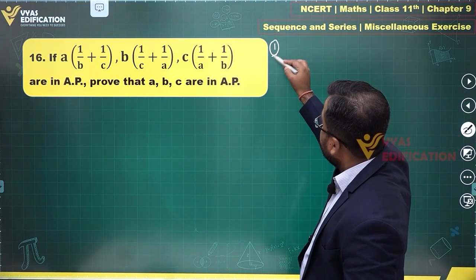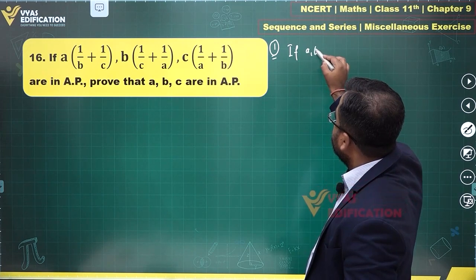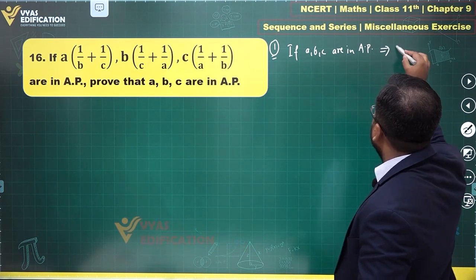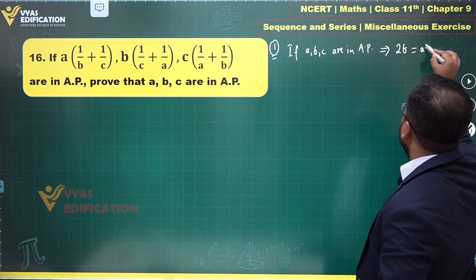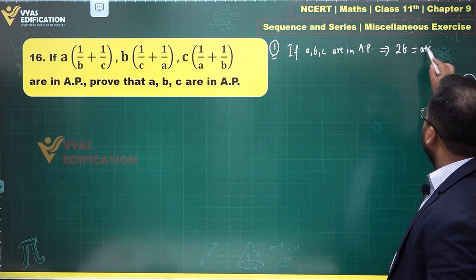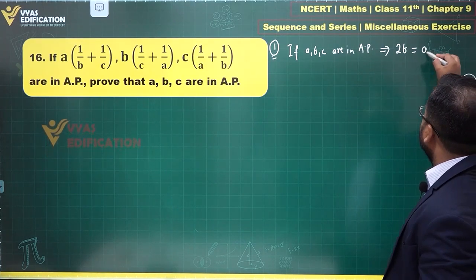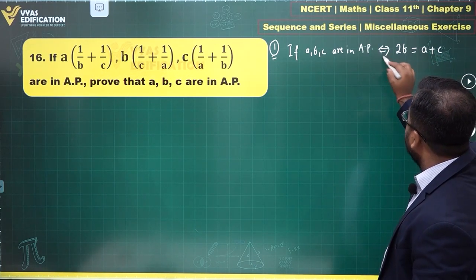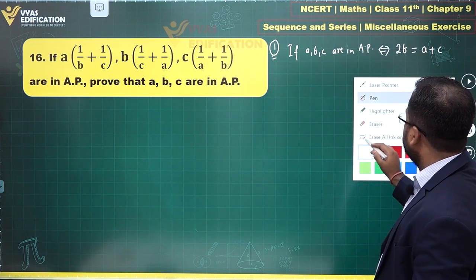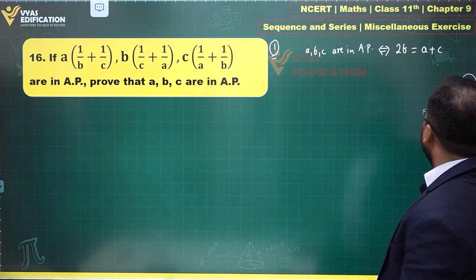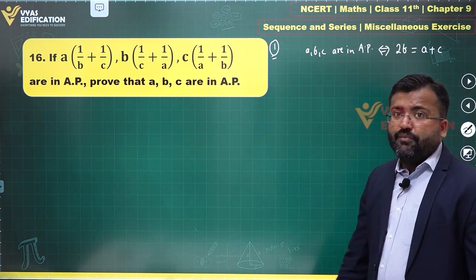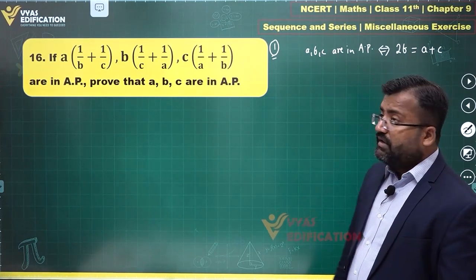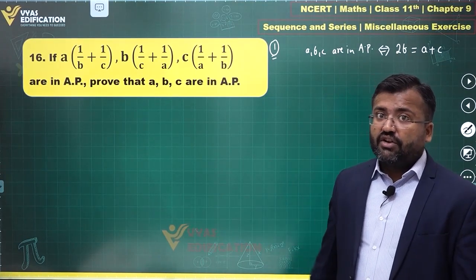There's one way which says if A, B, C are in AP, this implies 2B is equal to A plus C. Yes, 2B is equal to A plus C. And the converse is also true, that if this, then this implies this. ABC in AP implies this, and the converse is also true. So this is one of the methods which is useful in simple questions. Can this question be solved using this? Yes, this question can also be solved using this.